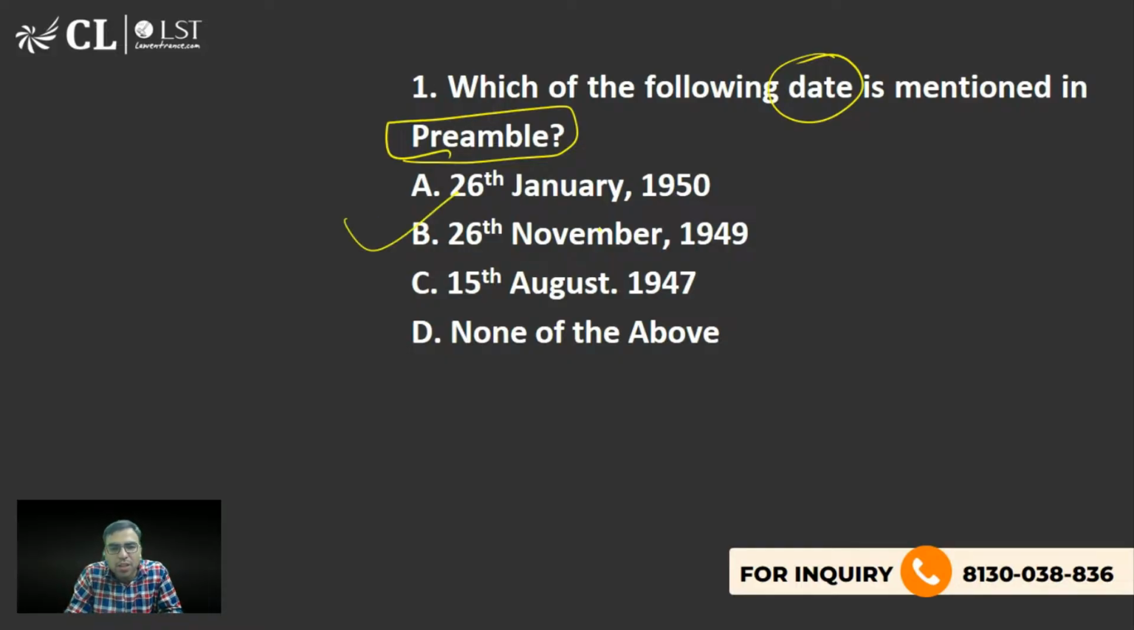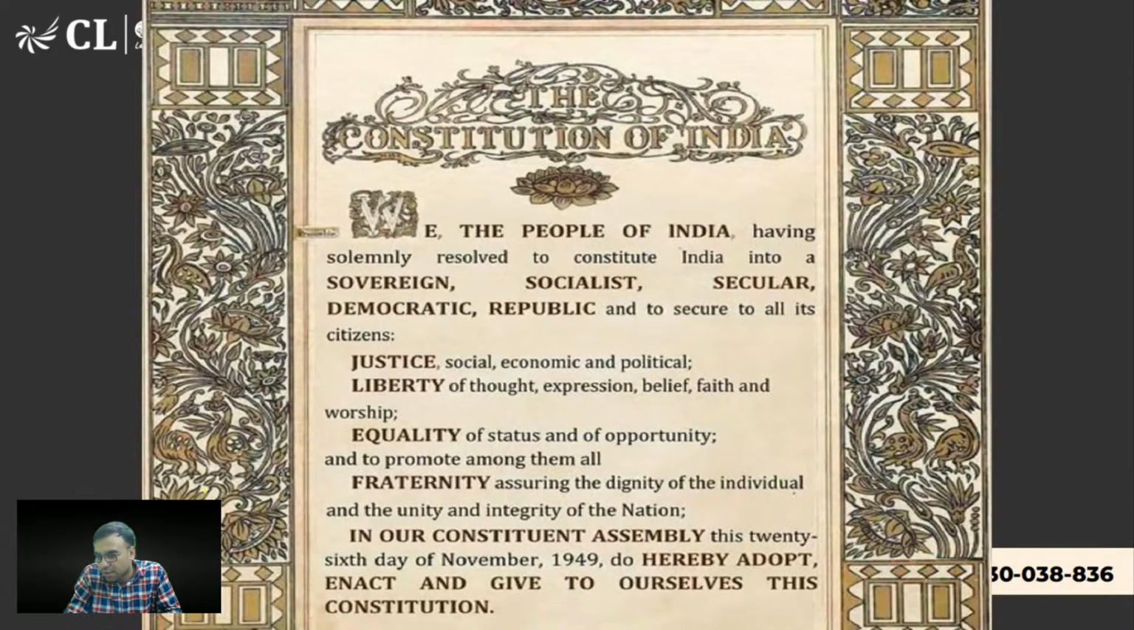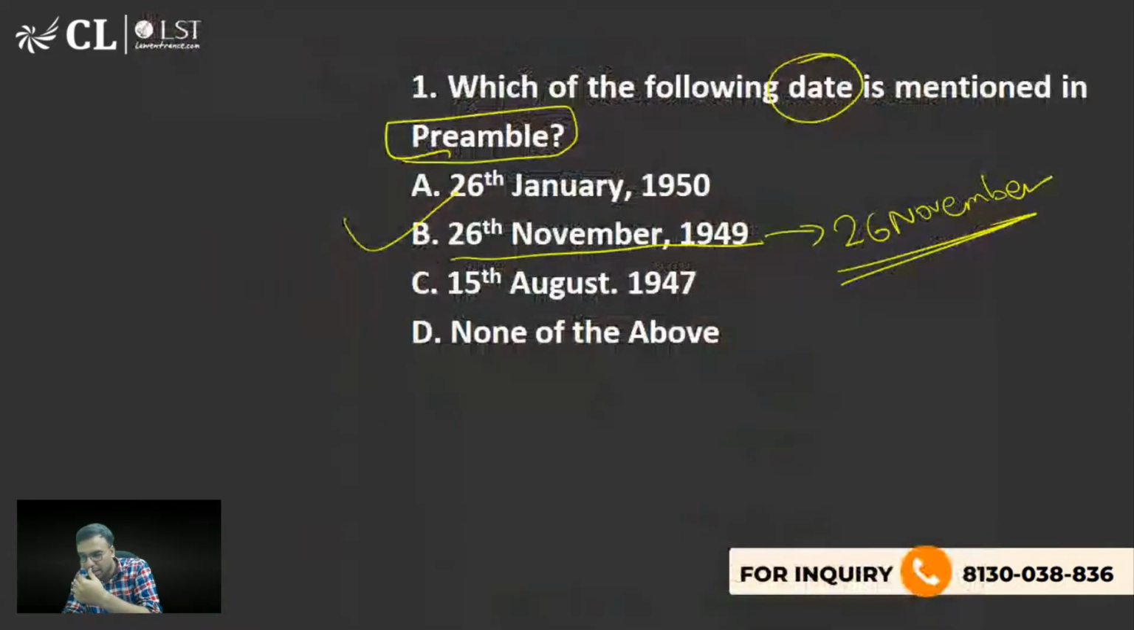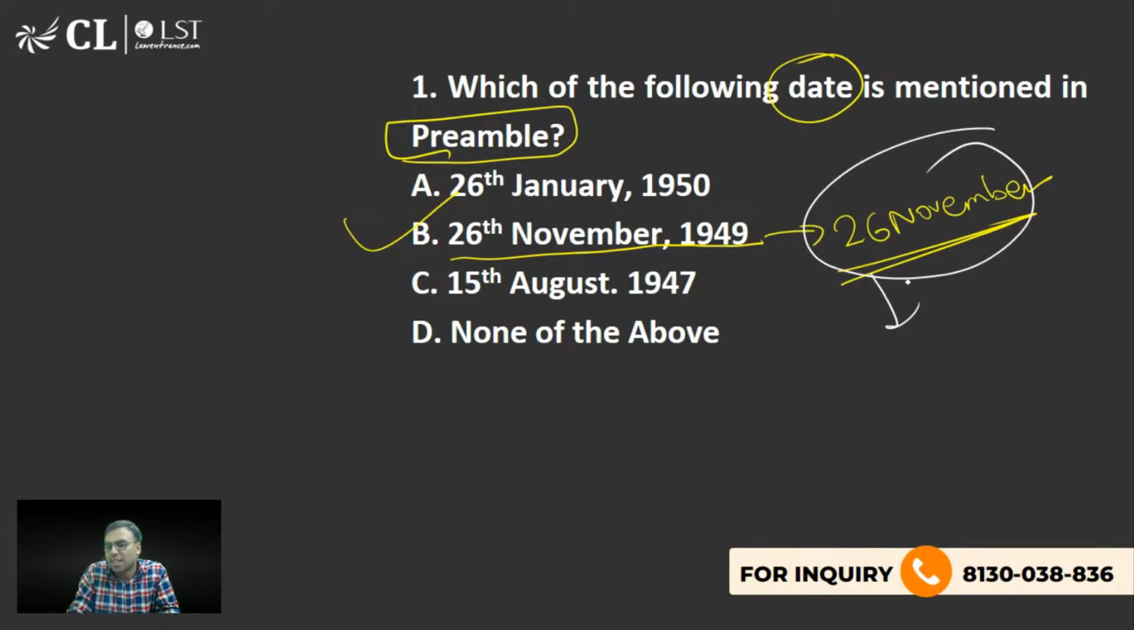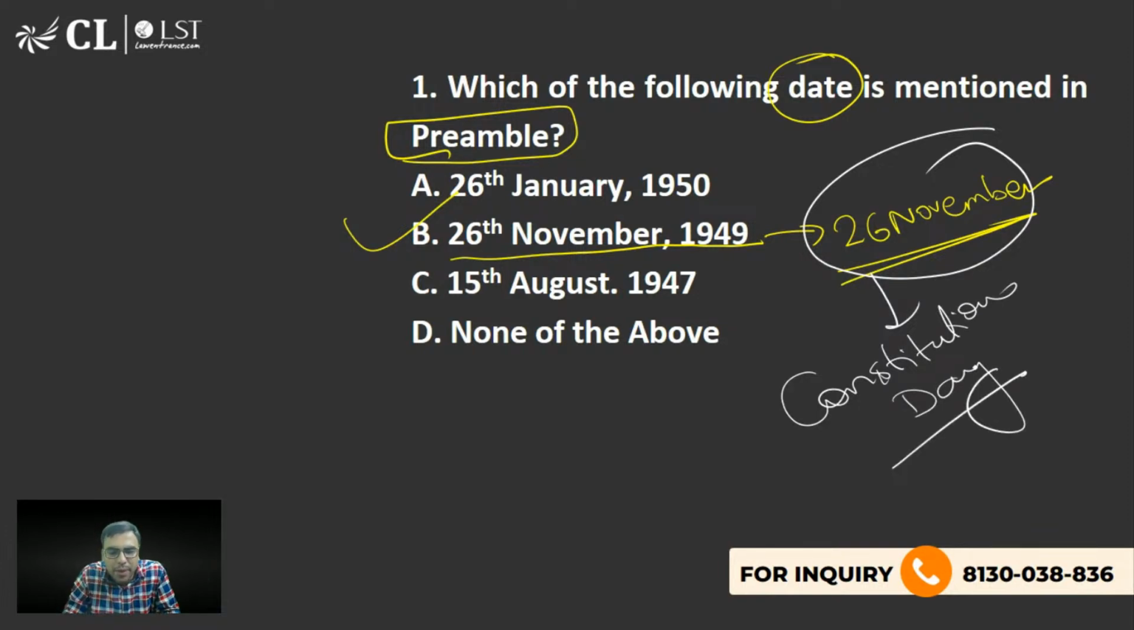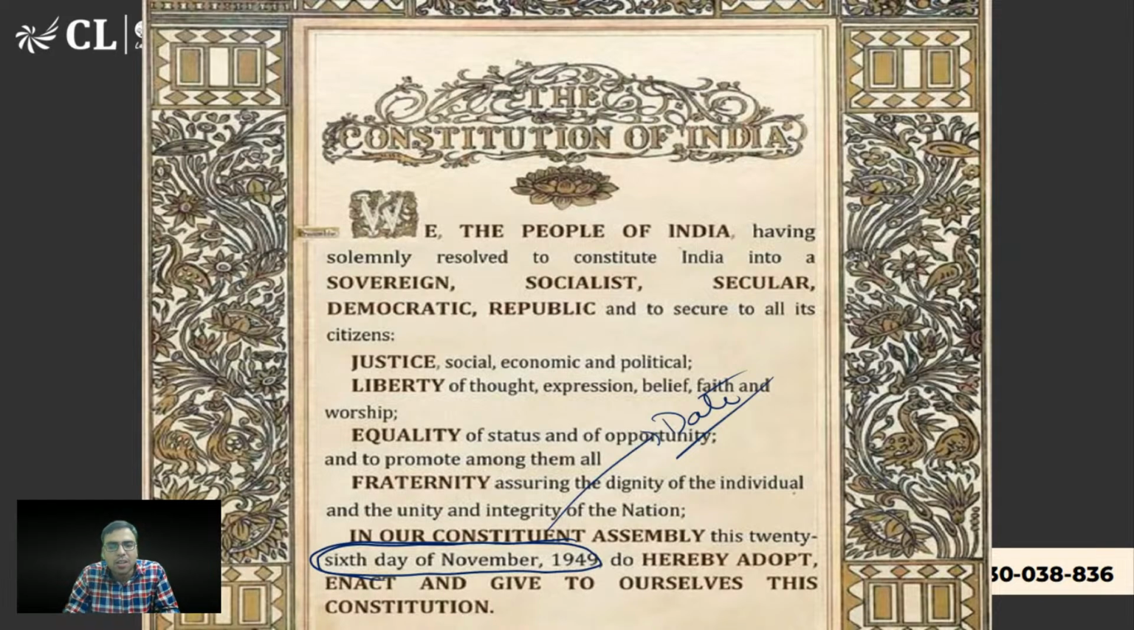The right answer is option B, 26 November 1949. And what do we celebrate on 26 November because of this? What is that day called? This is the date mentioned. It's Constitution Day. Earlier it was called Law Day, but I think since 2015-16 it is now called Constitution Day. Please remember the right answer to this question. Let's move on to the next question.